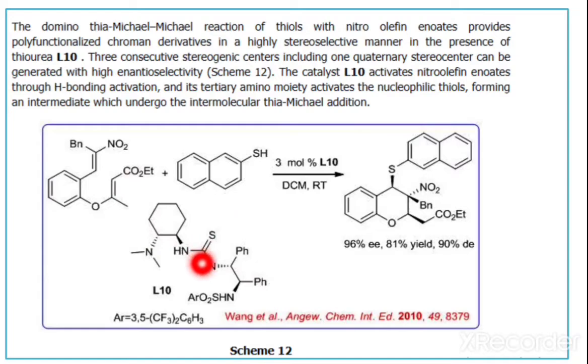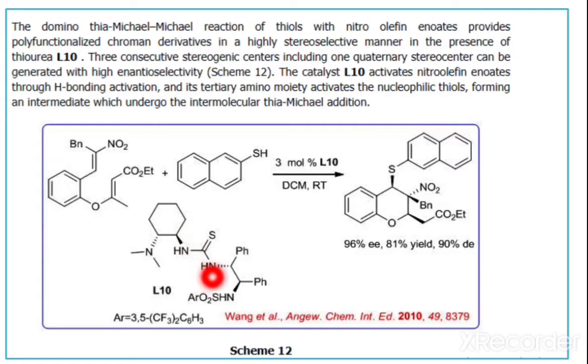The overall conclusion of this reaction is that here the domino thia-Michael reaction of this thiol with nitroolefin enolates provides the polyfunctionalization in a highly stereoselective manner, and in the presence of this thiourea catalyst we get three stereogenic centers, one of which is a quaternary stereogenic center, generated with high enantioselectivity. And this catalyst, this L10, activates the nitroolefin.